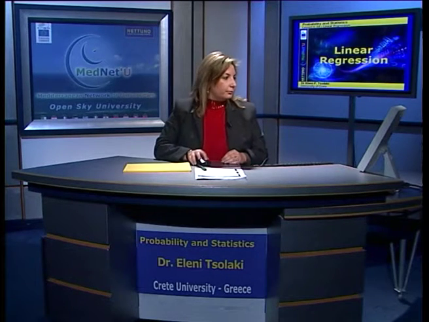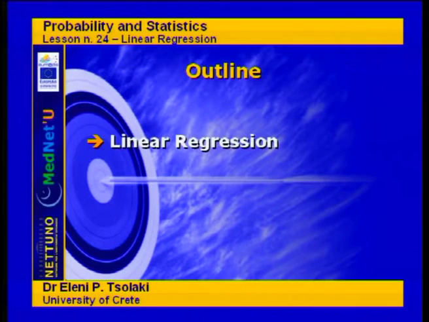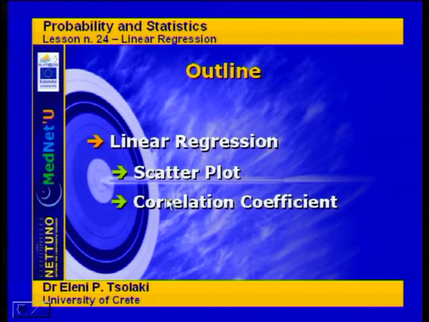Now, we are going to talk about linear regression. We are going to see what a scatter plot is. We are going to talk about the correlation coefficient. And finally about the regression line.